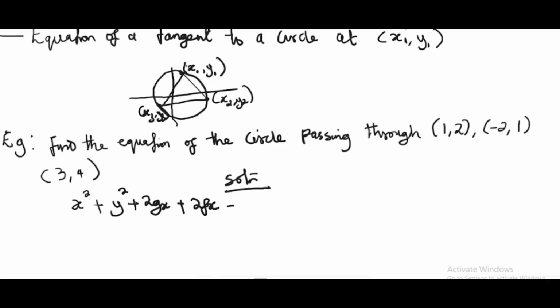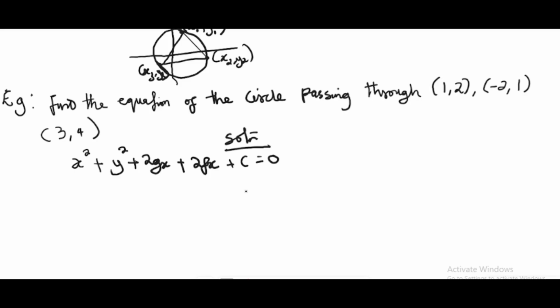Good. So now, after writing down the equation of a circle, pick the first point, that first coordinate x1, y1. So anywhere I see x, I will put 1. Anywhere I see y, I will put 2. So for the coordinate 1, 2, I will have 1 squared plus 2 squared plus 2g times 1 plus 2f times 2 plus c is equal to 0.